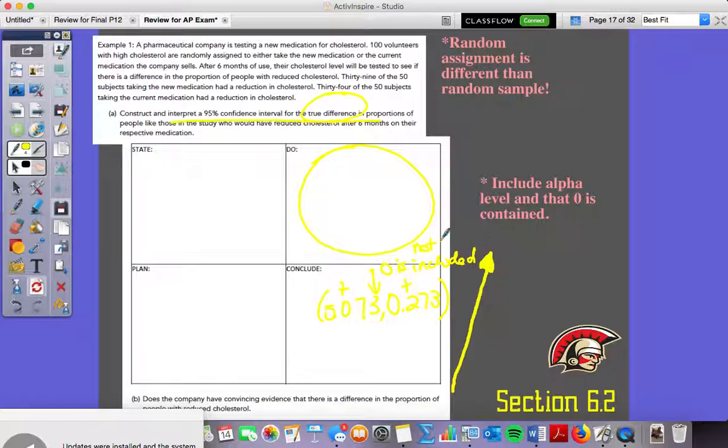Read it. Read it now. Oh wait, no, it's an experiment. Read it. Some key things: randomly assigned, right? Because it's randomly assigned, I can in fact say that there is a cause and effect relationship if 0 is not included in my confidence interval. Random assignment allows me to show that cause and effect. You see how they all kind of wrap up together?